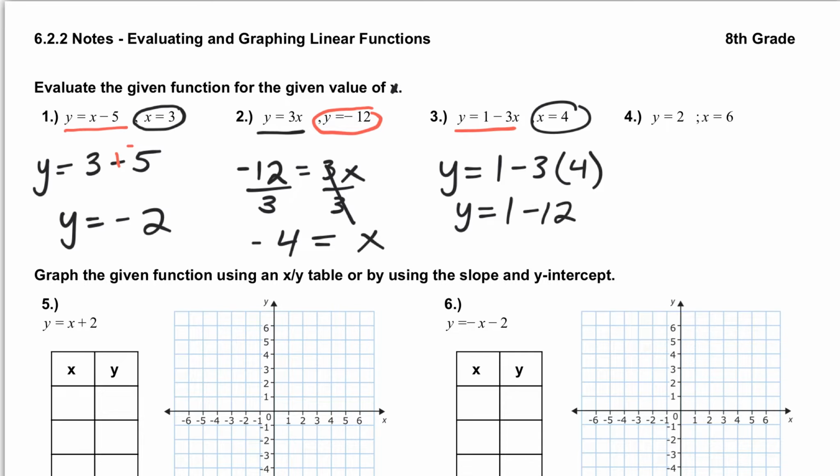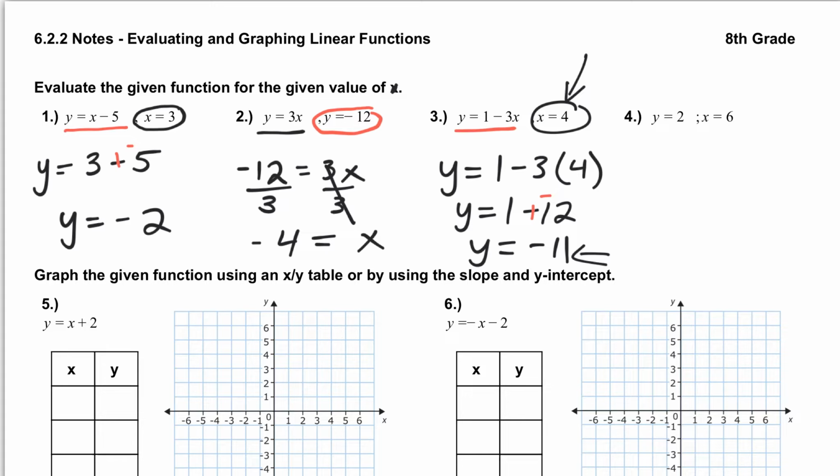And then to simplify that, 1 minus 12, which is the same as 1 plus negative 12, should give us the value for y, which is negative 11. So for this function, when x is equal to 4, y is equal to negative 11 here.